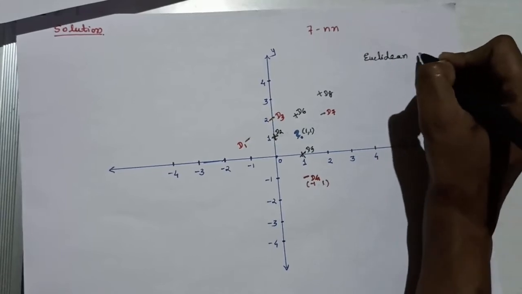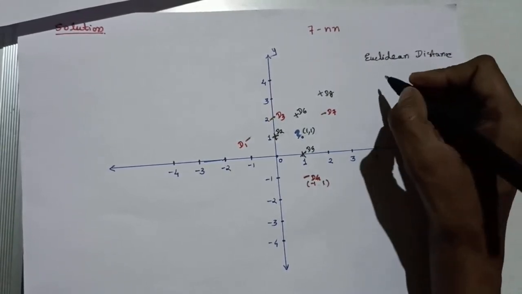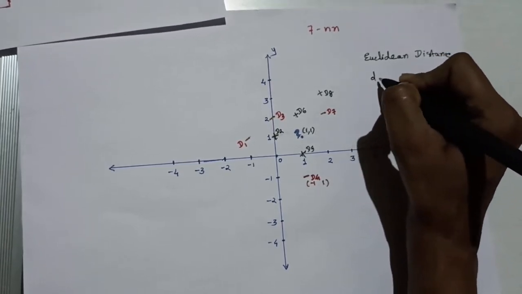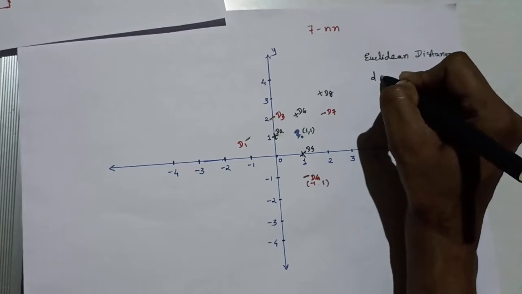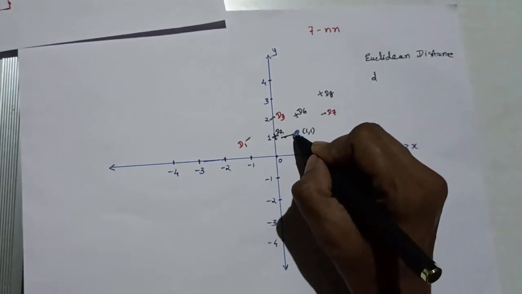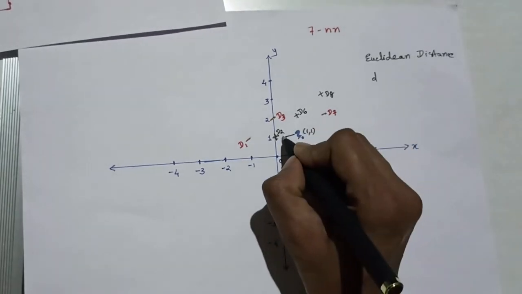Euclidean distance method for finding the nearest neighbor. And what is the Euclidean distance method? Suppose D is the distance between the particular data point, say this question mark data point, and this D2, and we have to find out this distance.